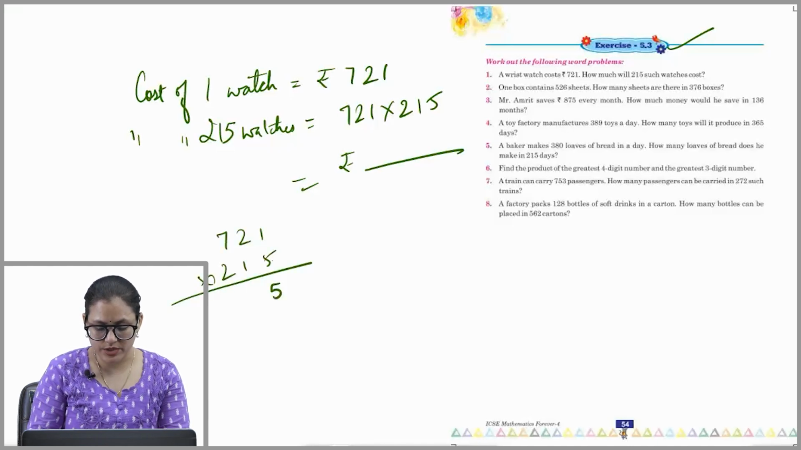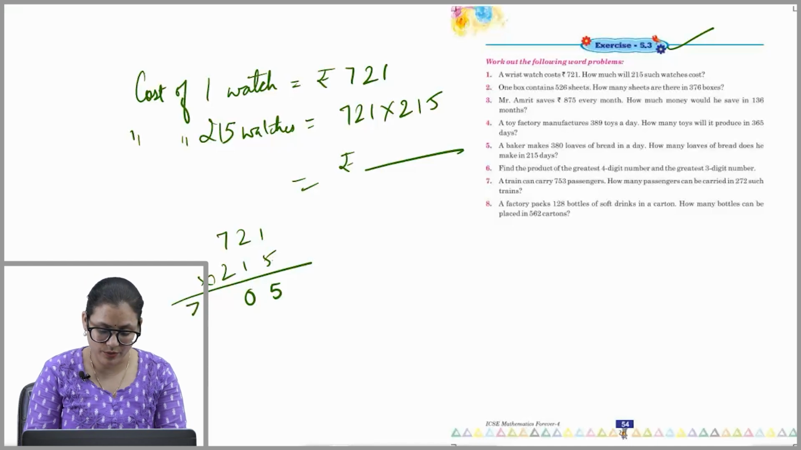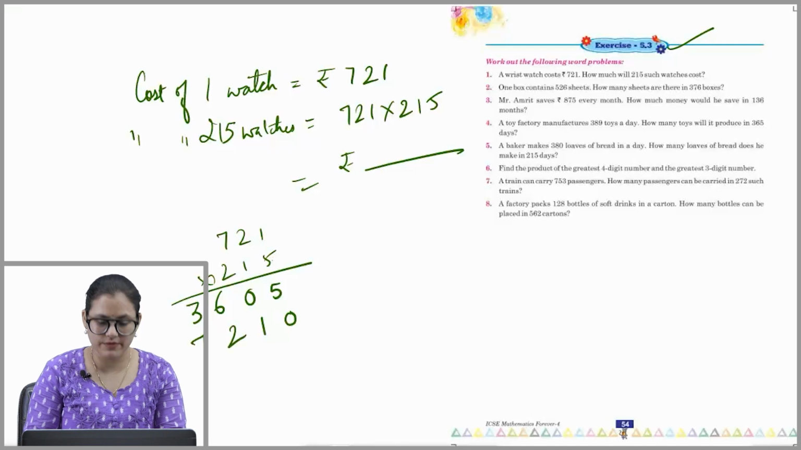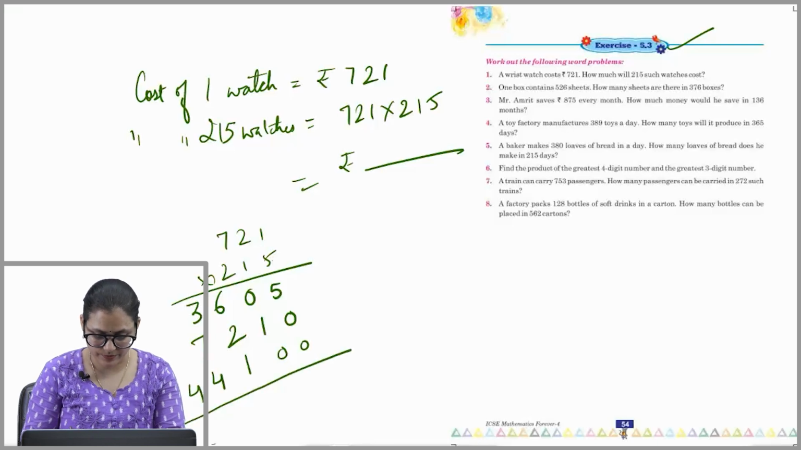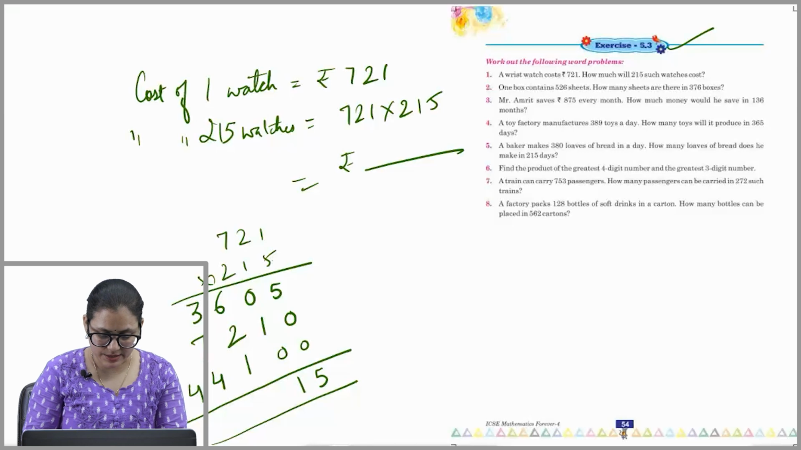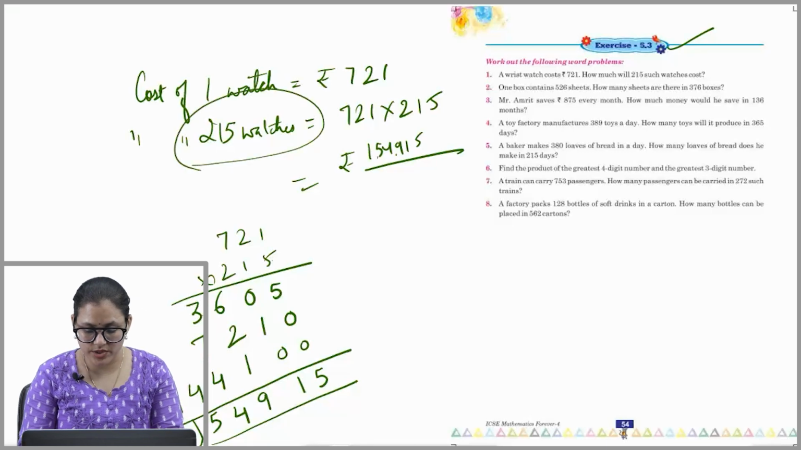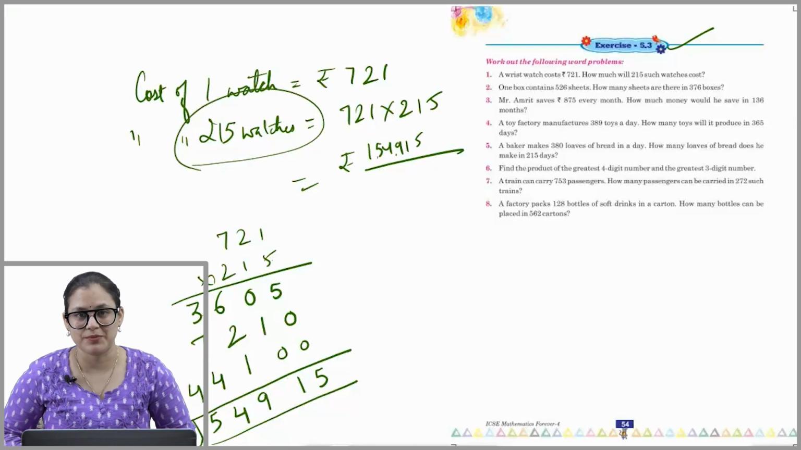5 ones are 5, 5 twos are 10, 1 carry, 5 sevens are 35, plus 1, 36. Now put a 0 here. 1 one is 1, 1 two is 2, 1 seven is 7. Now put 2 zeros here. Then 2 ones are 2, 2 twos are 4, 2 sevens are 14. Now add. 5, 1, 6 plus 2, 8 plus 1, 9, 7 plus 3, 10, plus 4, 14, 1 carry, 5. So the cost of 215 such watches is 1,54,915. Okay students, now you will practice the remaining questions.